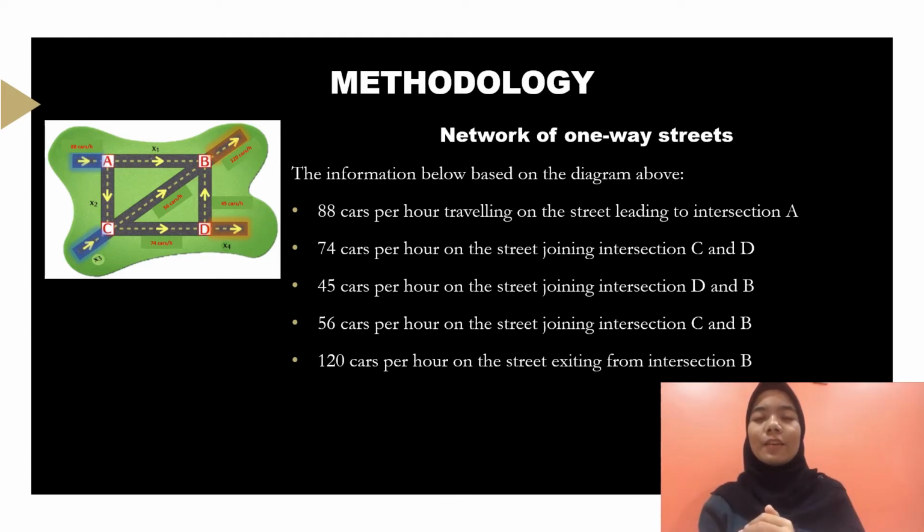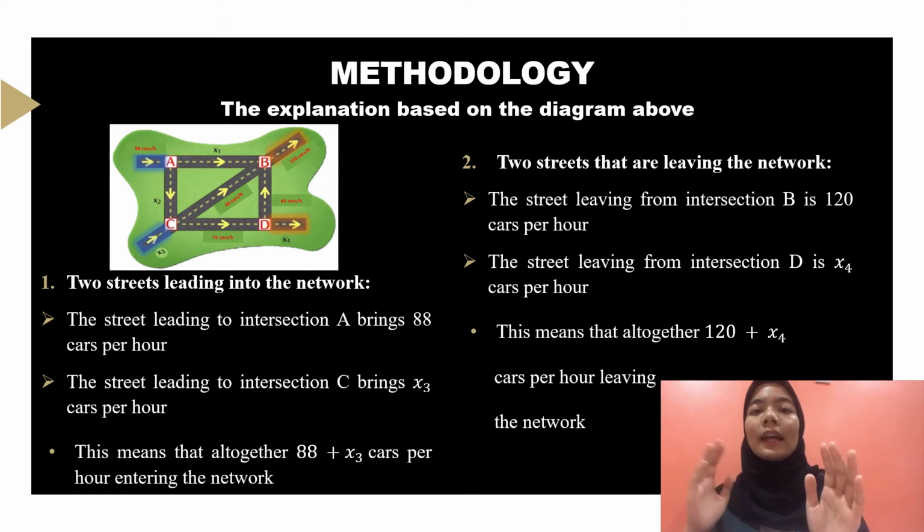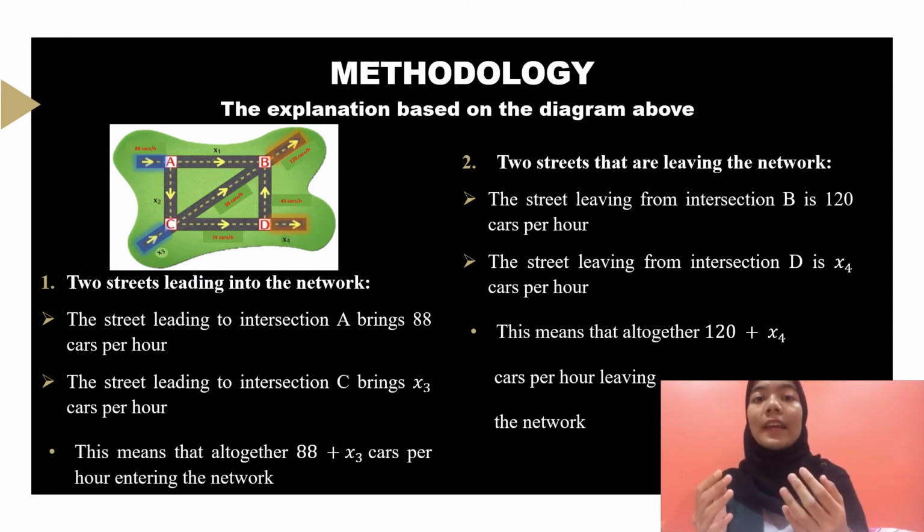And lastly, 120 cars per hour on the street exiting from intersection B. First and foremost, based on the problem statement and observation, the total flows of traffic in and out must be equal. As you can see, there are two streets in blue leading into the network.